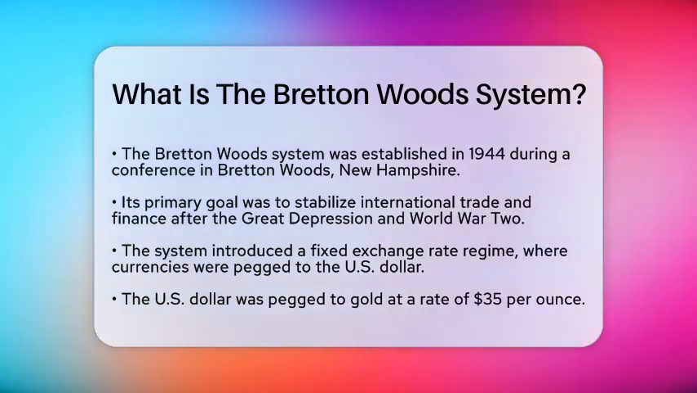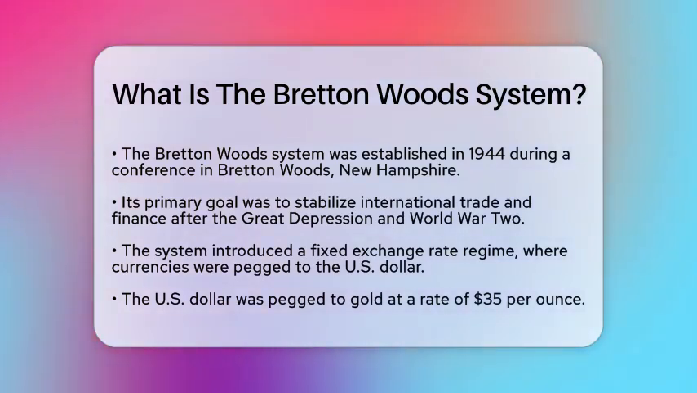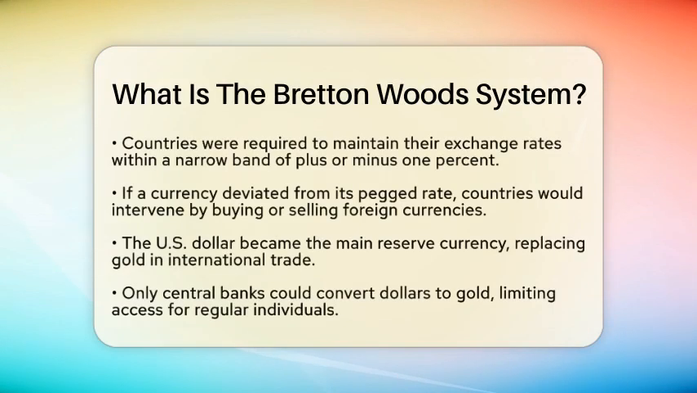One of the key components of the Bretton Woods system was fixed exchange rates. Countries had to keep their exchange rates within a narrow band of plus or minus 1% of the pegged rate. If a currency strayed too far, countries would buy or sell foreign currencies to bring it back in line.